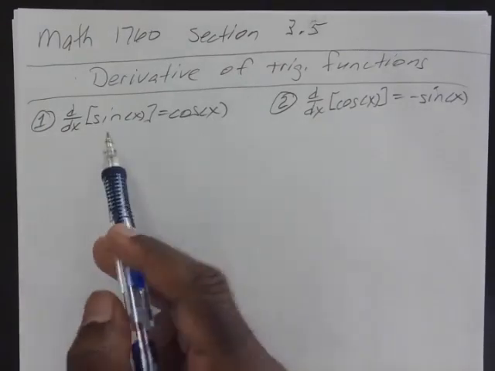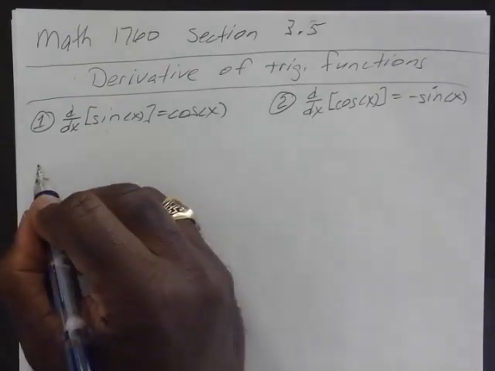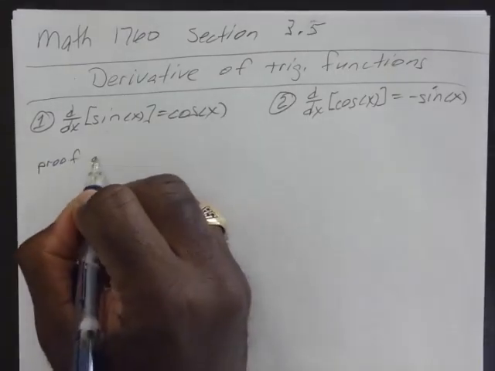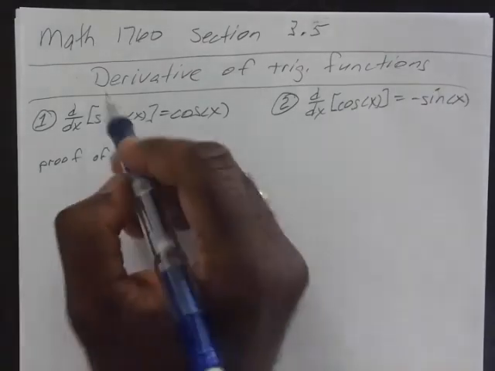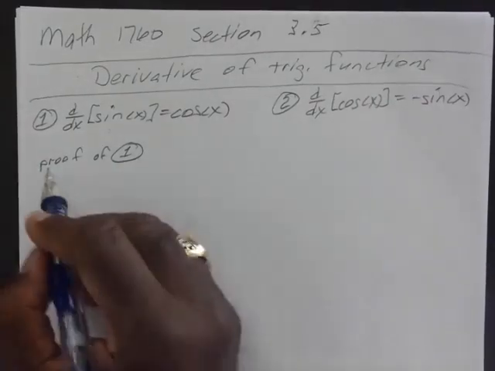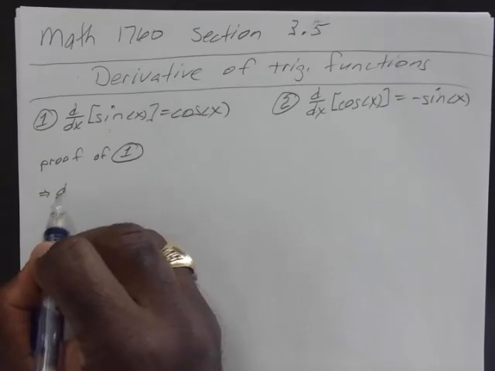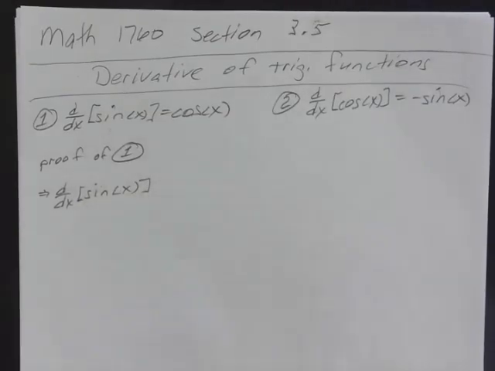Okay, now we're going to prove the first one, and the proofs are a little bit lengthy, so we're only going to prove that one. The rest of them are pretty closely related, so the proofs are similar. So let's prove that the derivative of sine of x is equal to cosine of x. Okay, so if we have the derivative of sine of x, we can convert that to a limit definition.